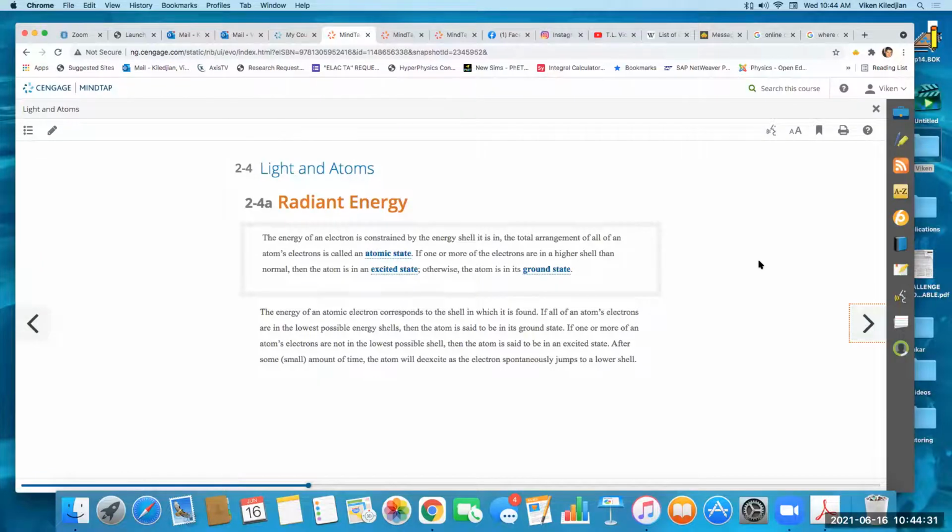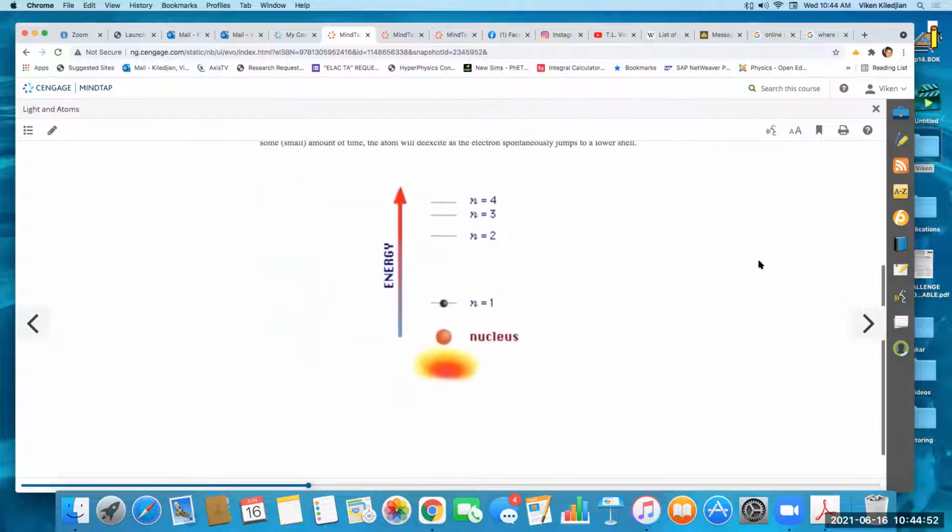So the energy of an electron is constrained by the energy shell it is in. The total arrangements of all of the atoms' electrons is called the atomic state. If one or more of the electrons are in a higher shell than normal, then the atom is in an excited state. Otherwise, the atom is in its ground state. You see, so if something happens and bumps the electron up, then it's an excited atom. It's an excited state.